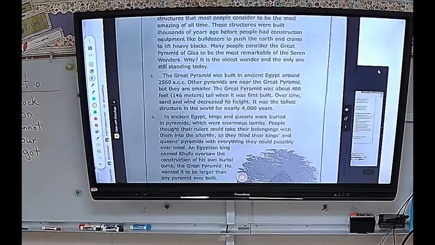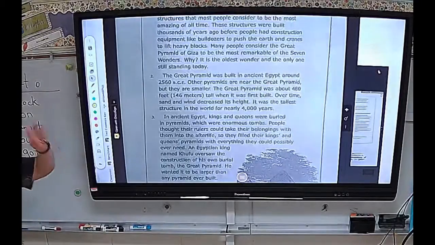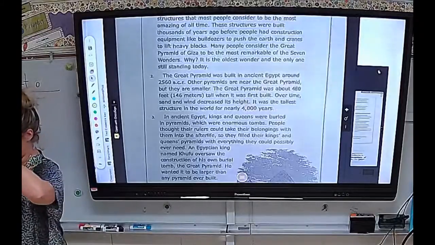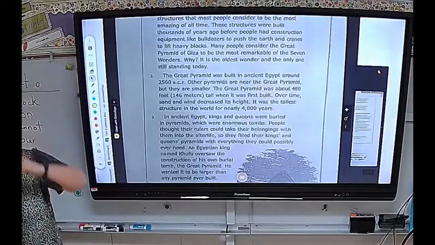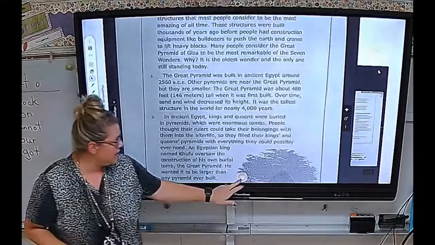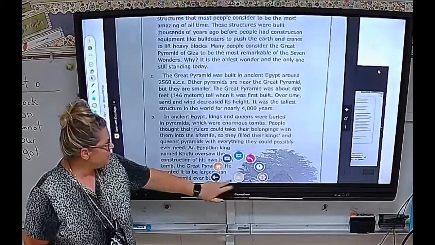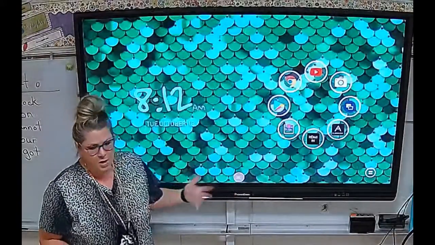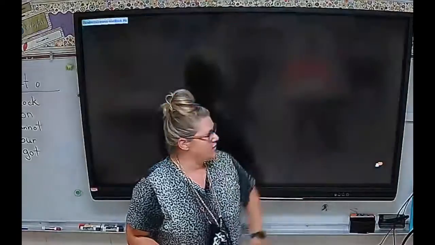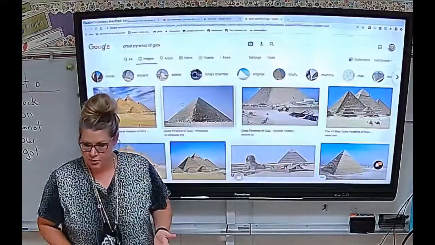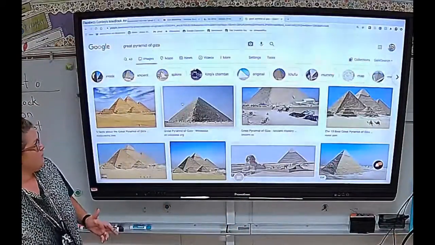Very nice. Okay, so do you know what a pyramid is? Have you ever seen a pyramid? What shape is a pyramid? It looks like a what? Triangle. Yes, very good. It's sort of a triangular shape. So from this passage, what did you learn about pyramids, or about this particular pyramid? What's something you learned from the passage?